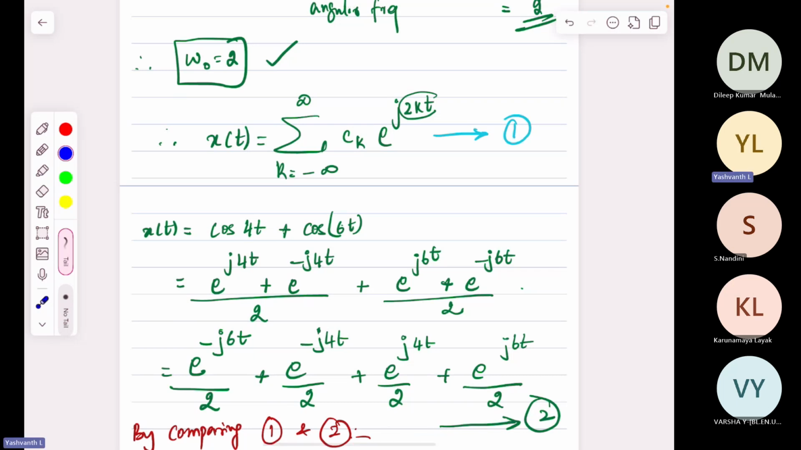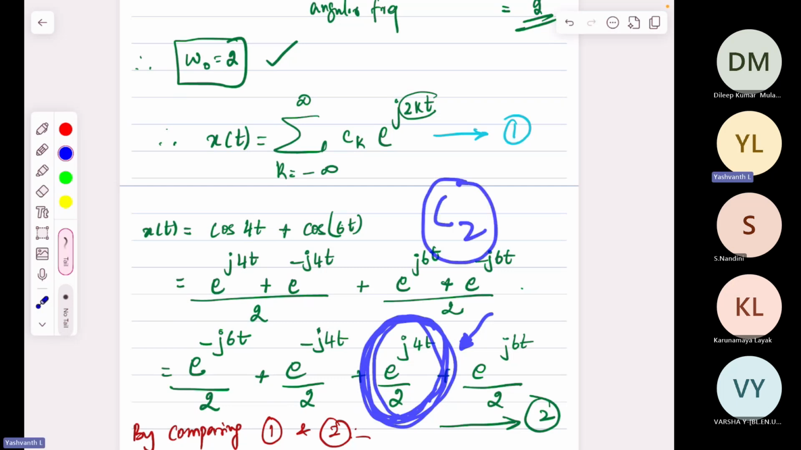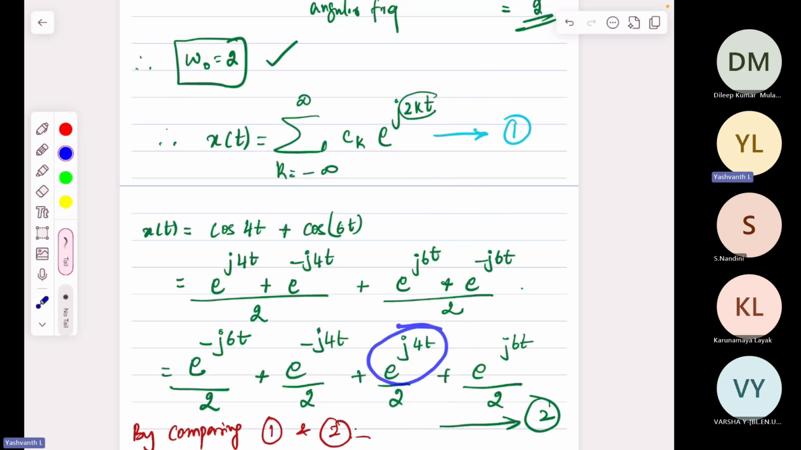Now similarly, tell me for the third term, for what value of k will it correspond? c2, right? Because if you put k equal to 2, you get e^(j4t), which is the same as what I have in the expansion of x(t). Therefore, c2 will be non-zero, and equal to half, because that is the coefficient of e^(j4t) in the expansion of x(t).